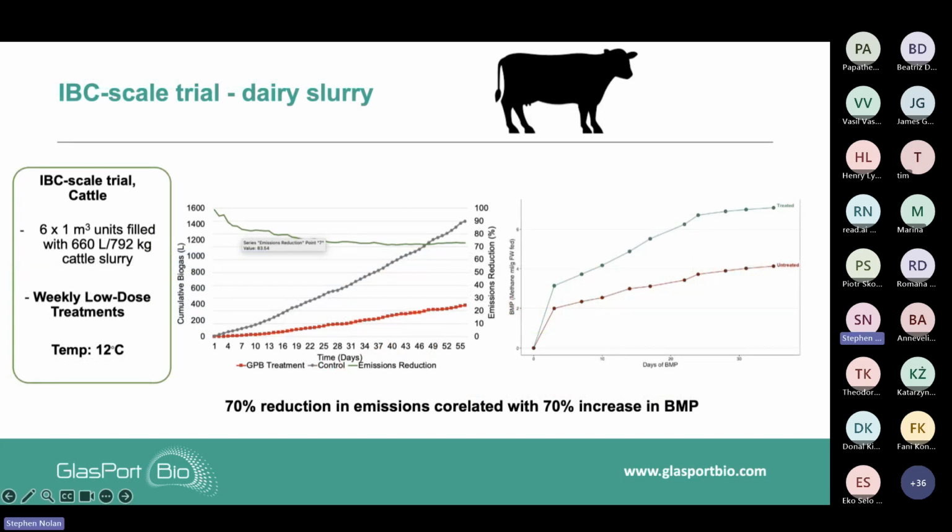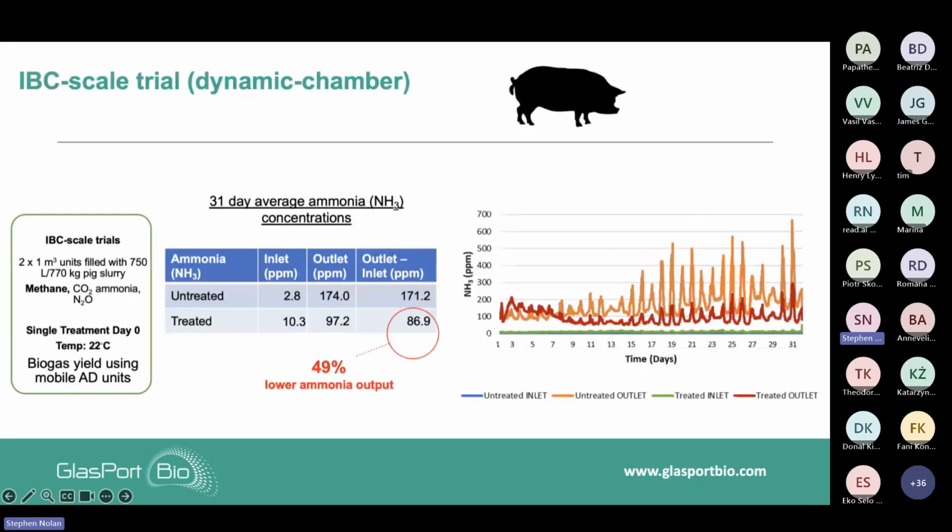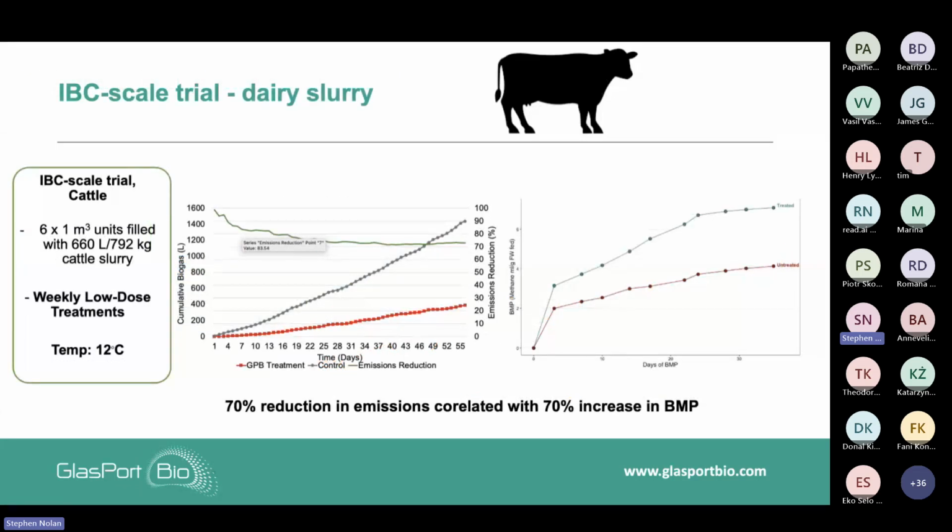Like I said, we did this with cattle slurry. Also dosed 6 1 cubic meter IBCs filled with roughly 700 kilos of slurry, and we did a weekly low dose treatment, and again saw significant reductions in greenhouse gases, so a 70% reduction in emissions. And then when we tested that slurry downstream, we saw a 70% increase in biomethane production from that same slurry.